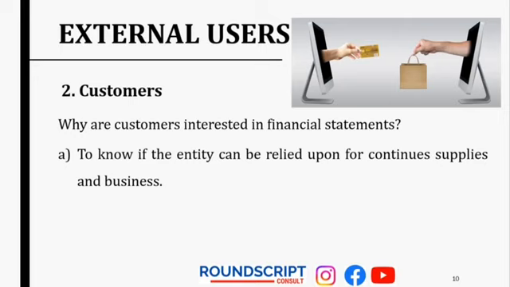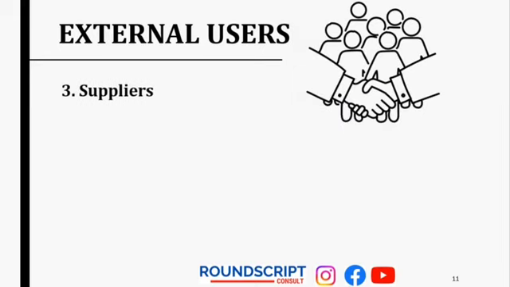So if we, the customers, assess the financials of a business and see that this business is a going concern, then we are comfortable to do business with the company in the long term. Other than that, the customers would seek other alternatives. We move on to the next set of external users, and these are the suppliers.